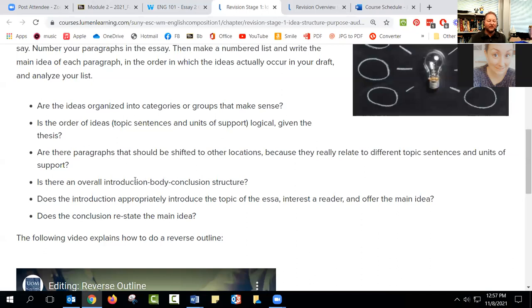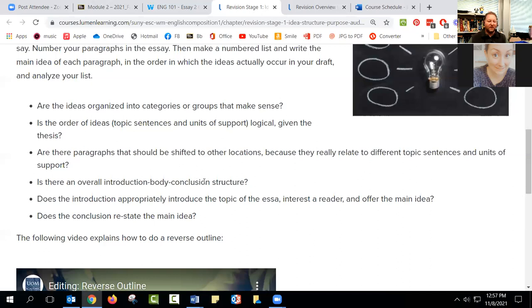Sometimes you think you wrote a complete introduction, but you didn't. You wrote half of an introduction, and then your first body paragraph was kind of like the second half of your introduction. And make sure, if that's what you wanted to do, is it working? Or was that just a mistake? You didn't realize you did that, right?